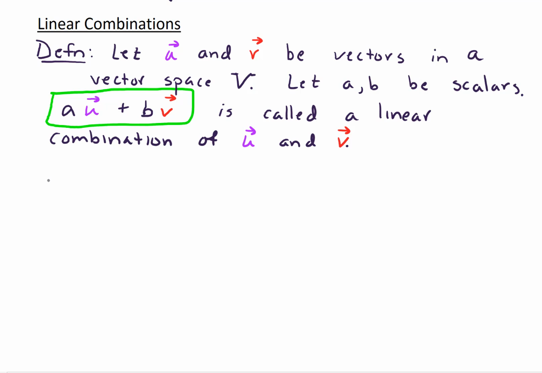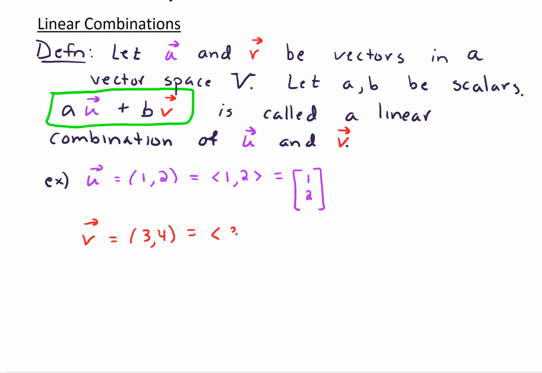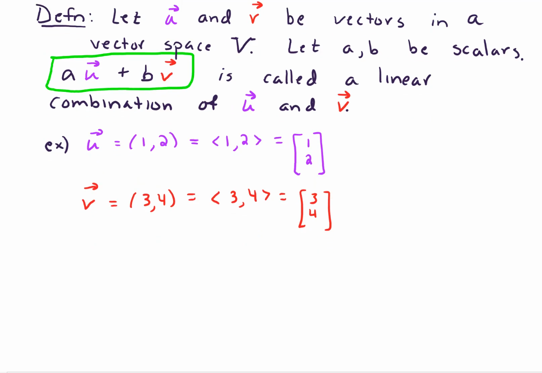So first example, let U be the vector given by 1, 2. And again, there are lots of ways of expressing that vector depending on your book or depending on the context. I'm going to write that vector in 3 different ways, including as a column vector. So we've got vector U equals the vector 1, 2. And let's also consider a vector V given by the vector 3, 4. And again, lots of ways of writing that vector. And so we've got some vectors.